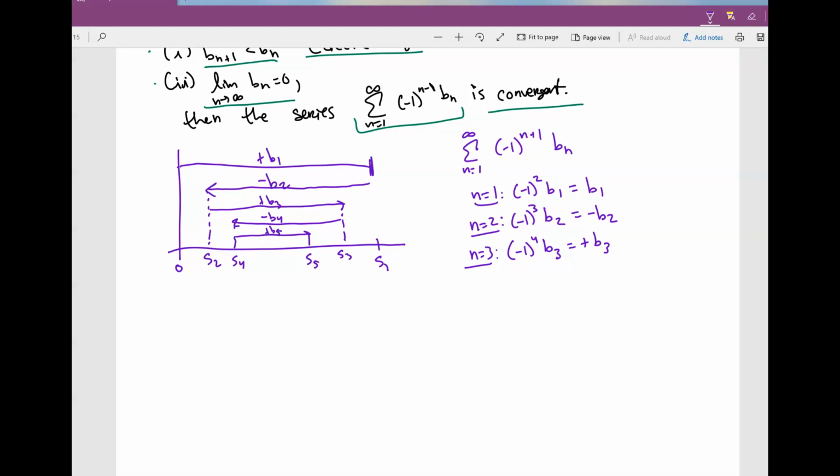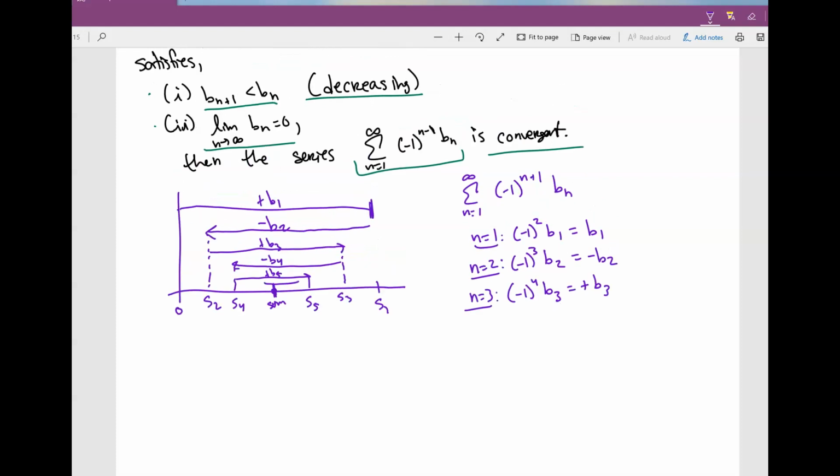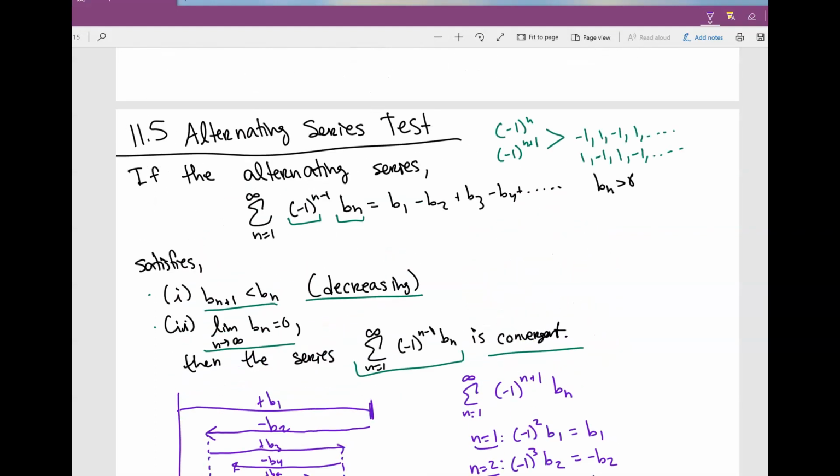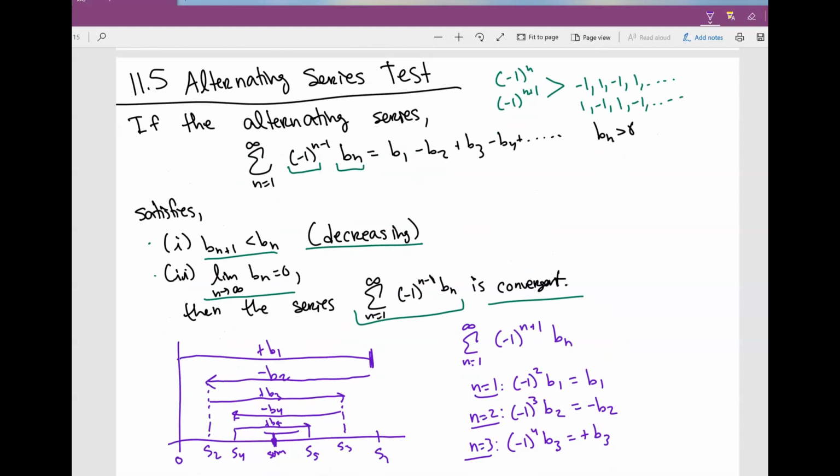And you can see that this whole line is getting smaller and smaller until I reach some particular sum. So you can kind of see that if I can show that it's decreasing, and that as n goes to infinity, all of this is just going to go down to a convergent sum. So that's basically the idea of the alternating series. If you got that, that's great. If not, that's okay. You just need to know how to use this test. So let's go ahead and do an example.